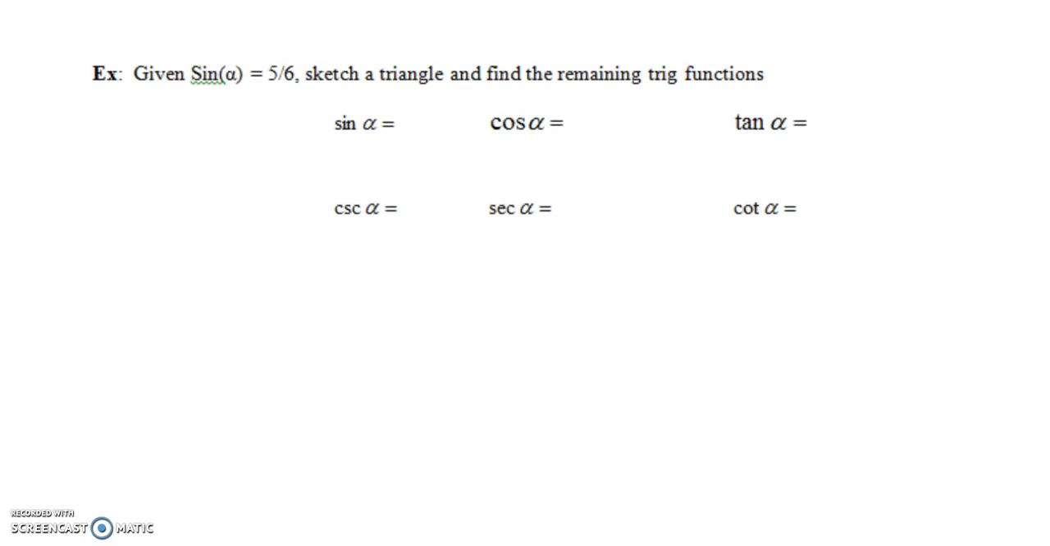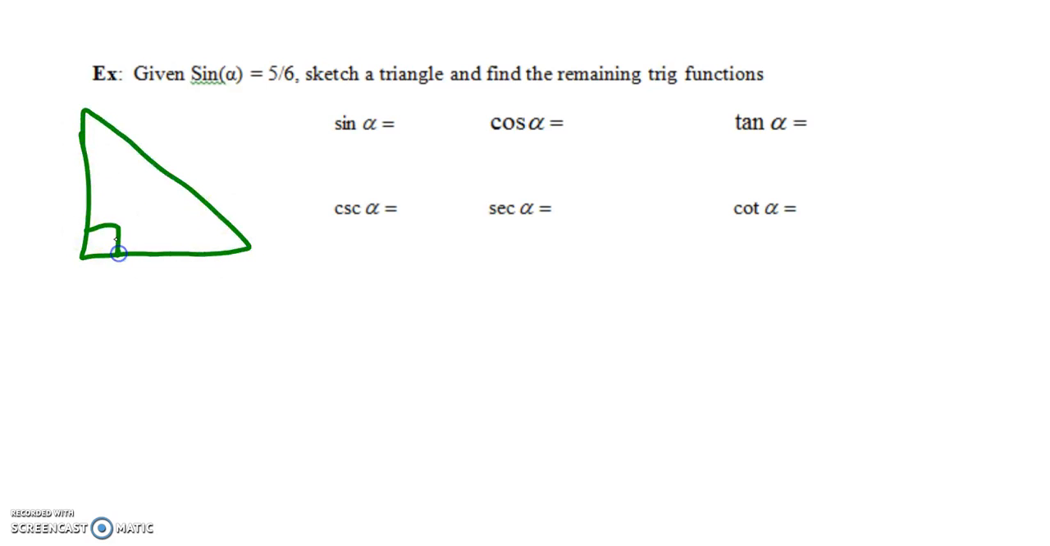One more example like this, given that the sine of alpha is 5/6. This time you're not given a picture, but that's okay. We can still work with it. Because we know we're in the right triangle trig unit or sections here, we can draw a little right triangle.